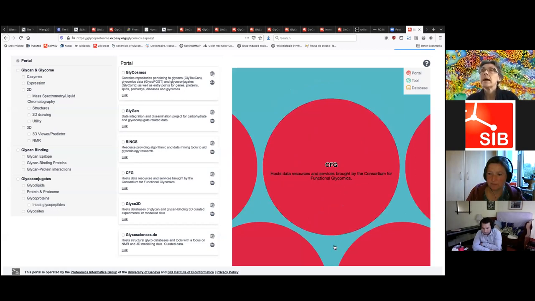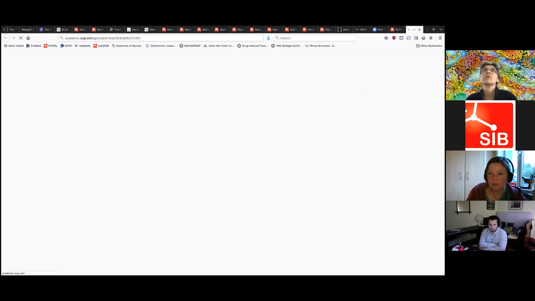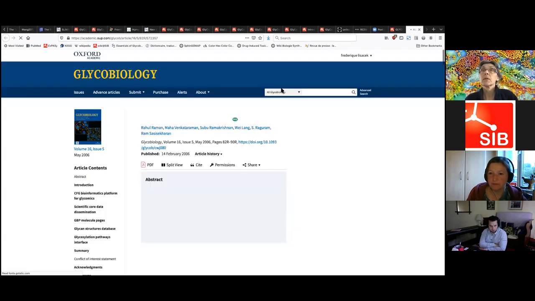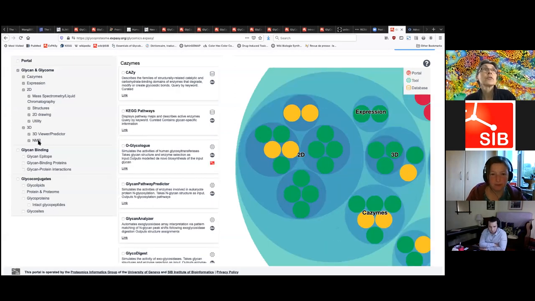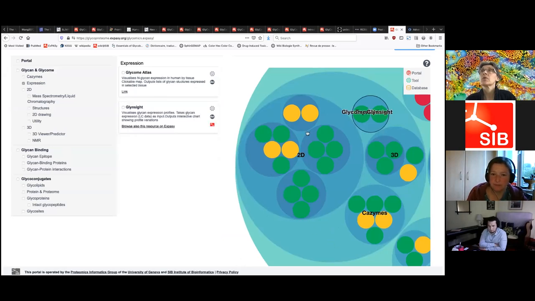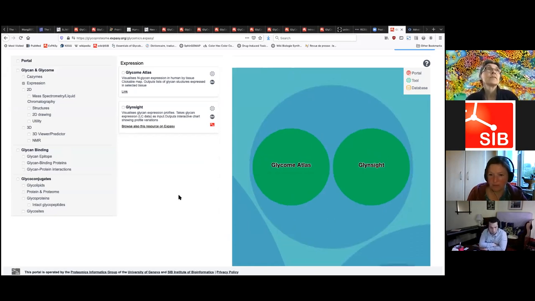So we can zoom out. And so the list of portals is here with the difference. So you can also see some reference about CFG. So there's an article that was published. So it's an old portal, quite a while ago. So you navigate in the bubbles by clicking on one, and each time you have the corresponding boxes that are ticked. So for instance, in expression, there's the Glycome Atlas that we just saw, and there is another tool that we have developed, which is called Insight. So we have the SIB logo here.